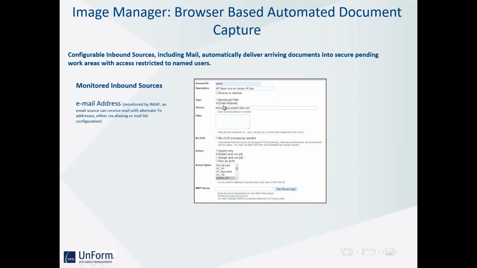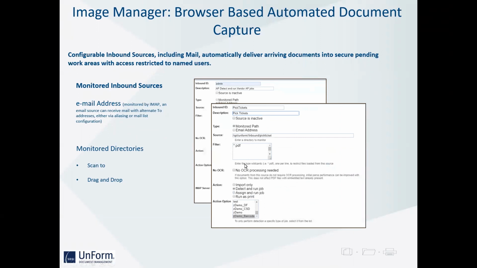So in this example, I can monitor anything that comes into this email address, and then I can assign actions and then the options to it. So I can say, as documents come in, detect who sent them, and then run my AP job on it so that I can extract the information I need from those documents to either automatically index them or get the data off of them to be able to create an electronic transaction from. The monitored inbound source could also be a directory. So you may have a directory where you have documents that are scanned to that specific directory, and from there you run a job for it.